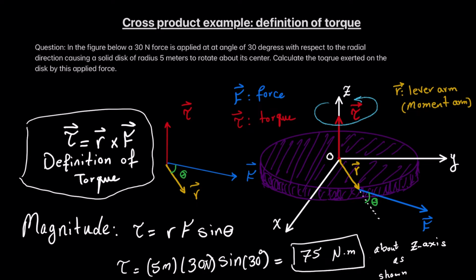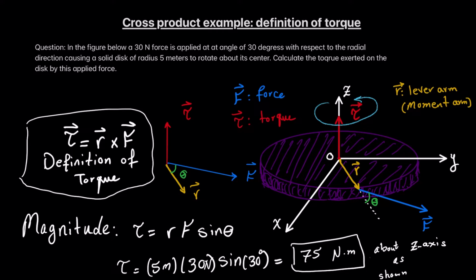Now, one of the examples of the use of the cross product in physics is in the definition of torque. Torque is what causes an object to rotate. Just like force causes an object's center of gravity to move in space, which we call translation in physics, torque is what causes an object to rotate about an axis of rotation.